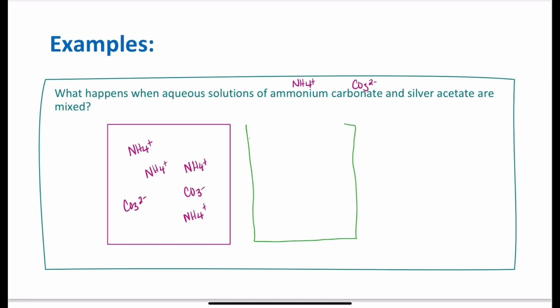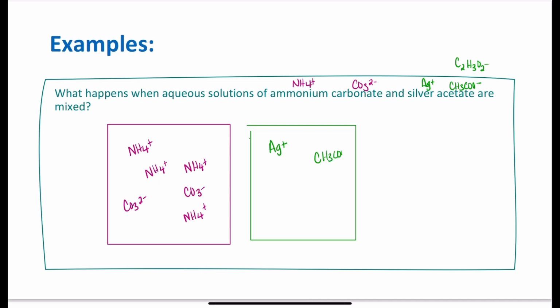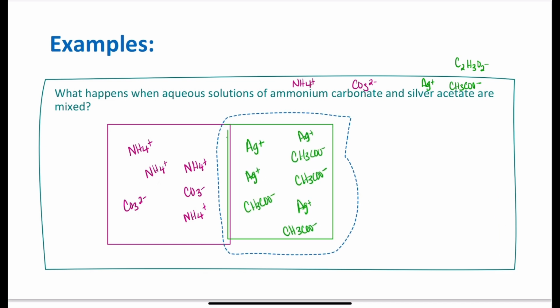Separately from that, I've got some silver acetate. Acetate salts, always soluble. Silver, always a +1 charge. Acetate, CH3COO minus, or you can write it as C2H3O2 minus. I have zero preference on that. But for every one silver ion in solution, there is one acetate, also in solution. So for every one of one, there's one of the other as well. Now I'm going to mix these two together and think about what's going to happen. So I mix these two together.